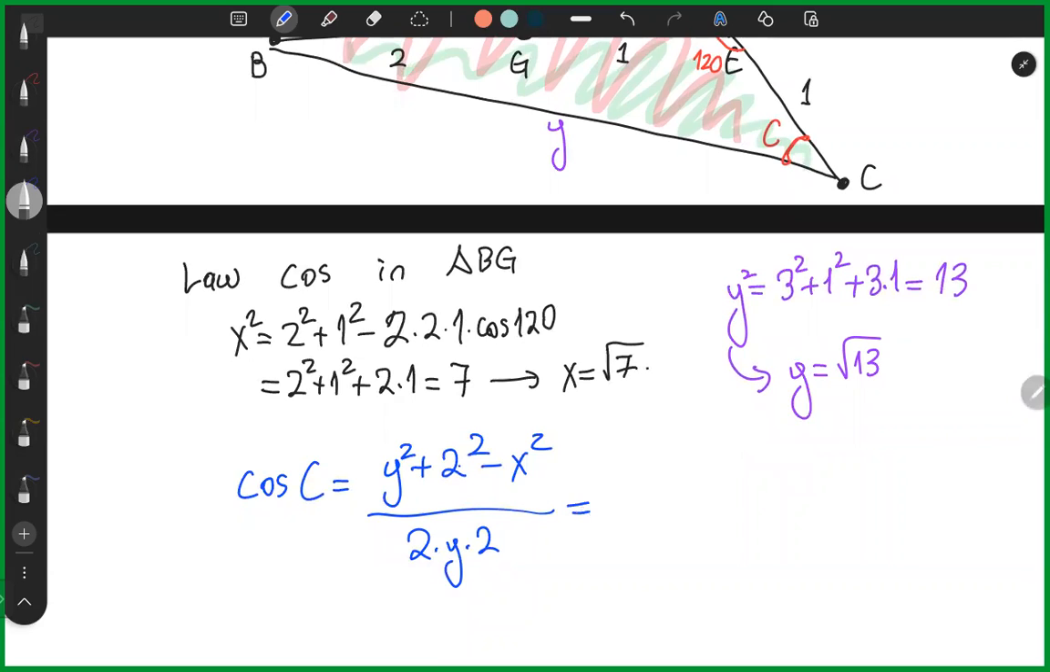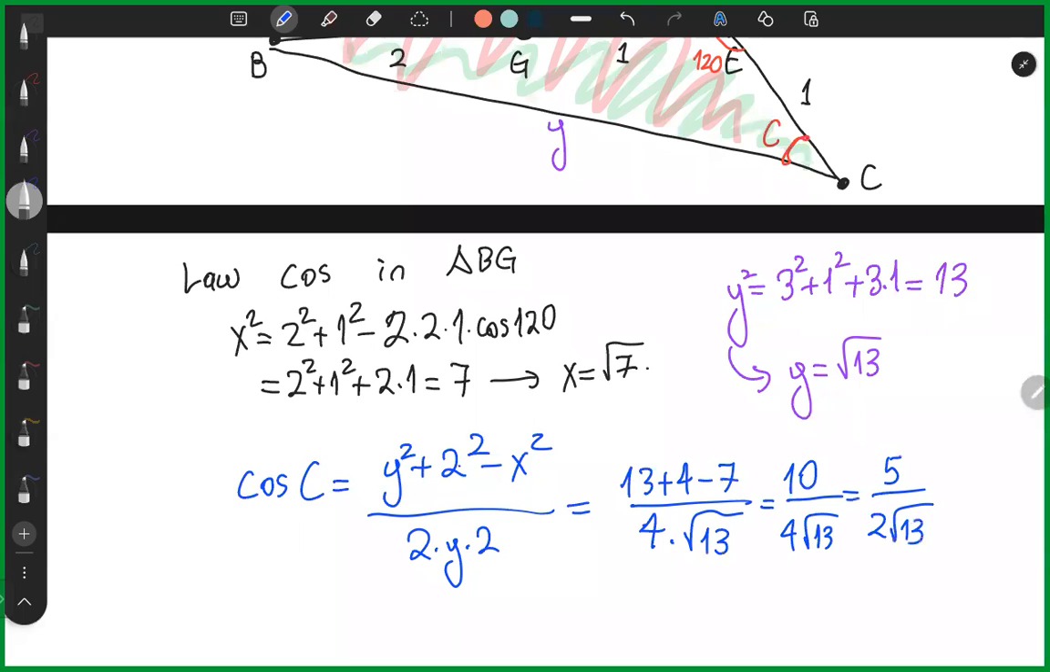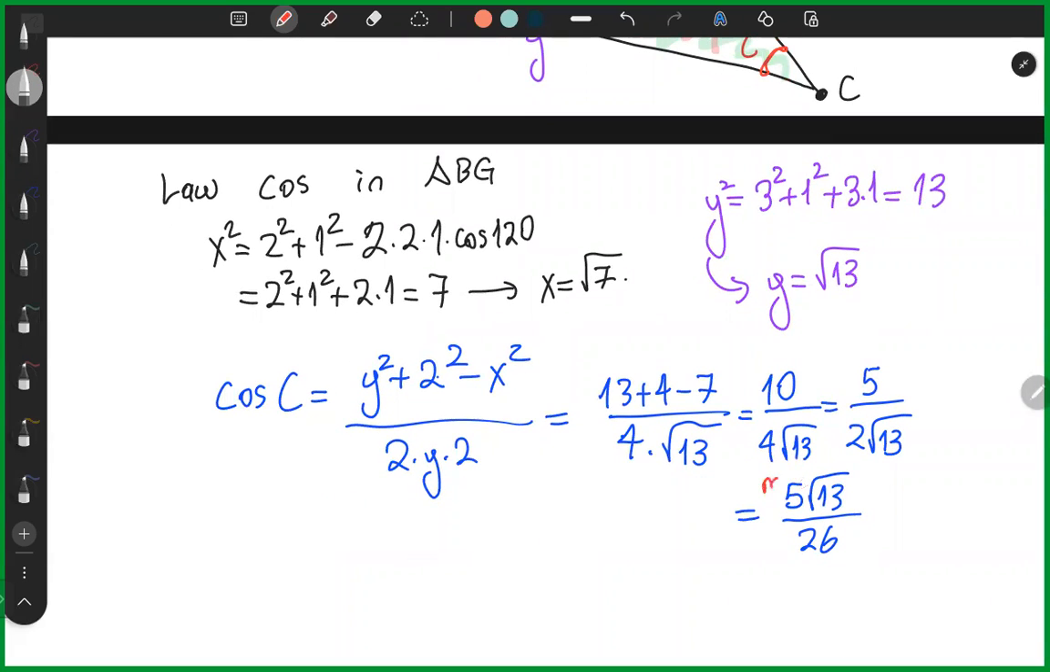Let's substitute x equals root 7, y equals root 13 back into this equation. The numerator should be 13 plus 4 minus 7, all over 4 times root 13, and the numerator is 10, so it is 10 over 4 root 13, or 5 over 2 root 13, or this equals 5 root 13 over 26. And this is m, this is p, and this is n.